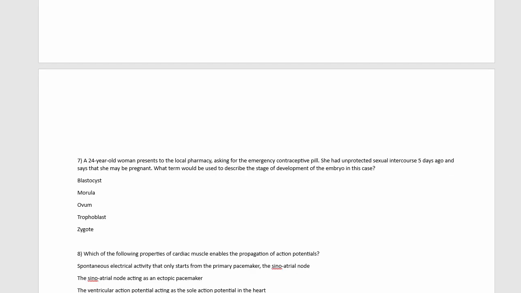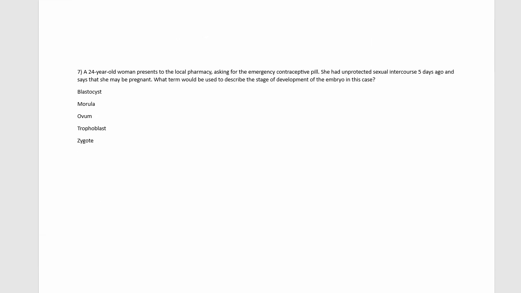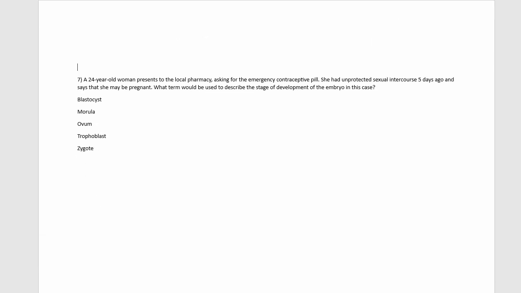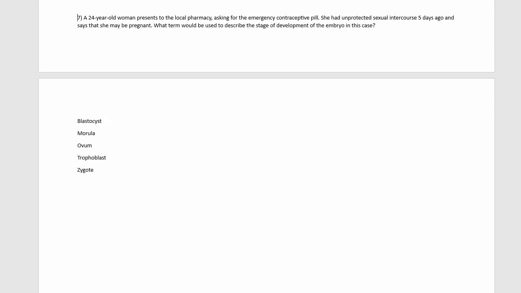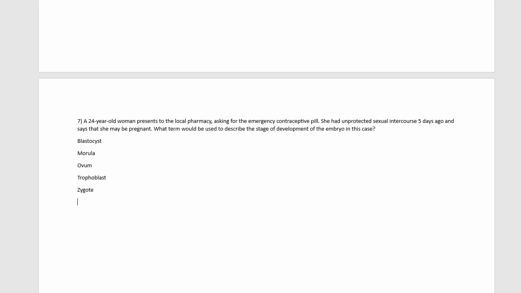Okay, so let's just separate this out. Sorry, let me just move that up. A 24-year-old woman presents to the local pharmacy asking for the emergency contraceptive pill. She had unprotected sexual intercourse 5 days ago and says that she may be pregnant. What term would be used to describe the stage of development of the embryo in this case? So is it a blastocyst, a morula, an ovum, a trophoblast, or a zygote?